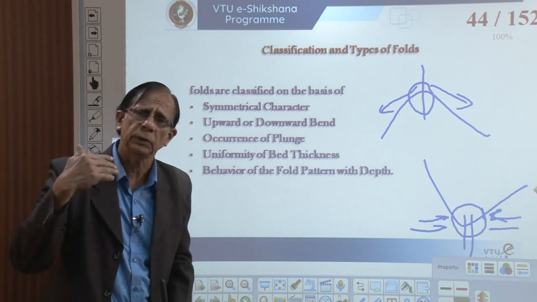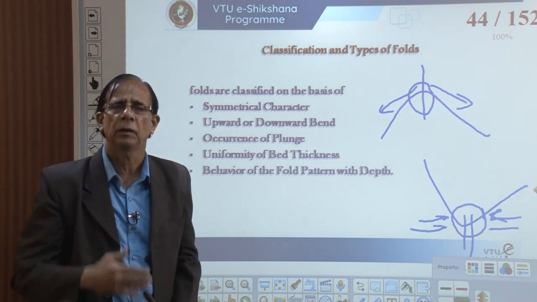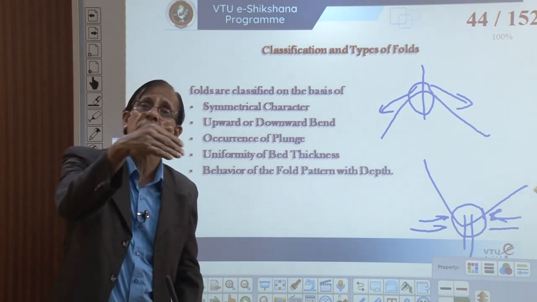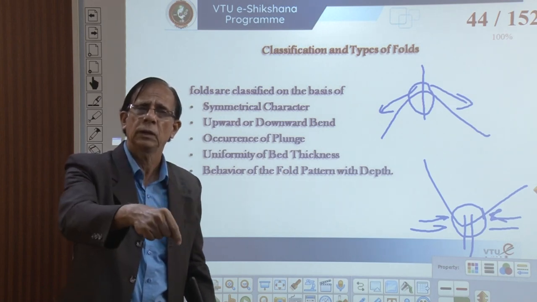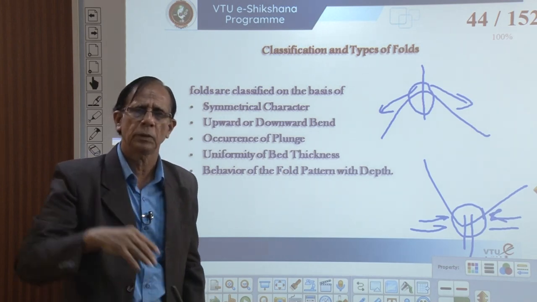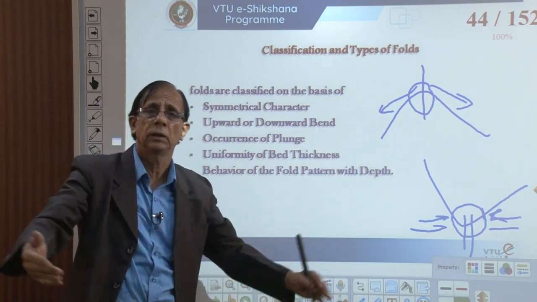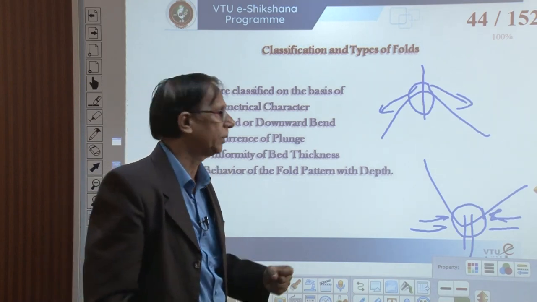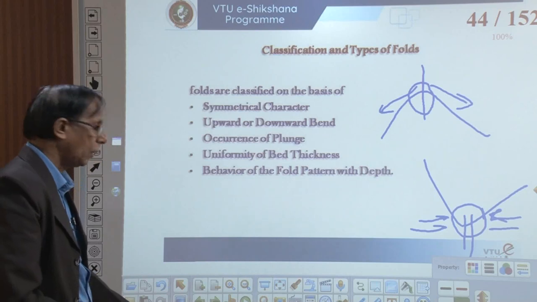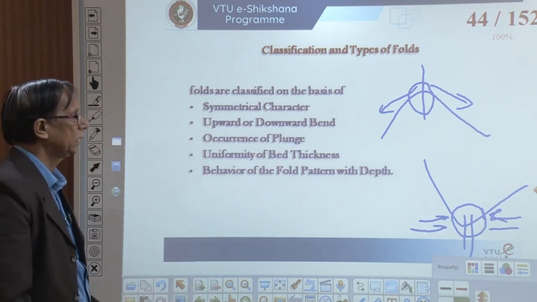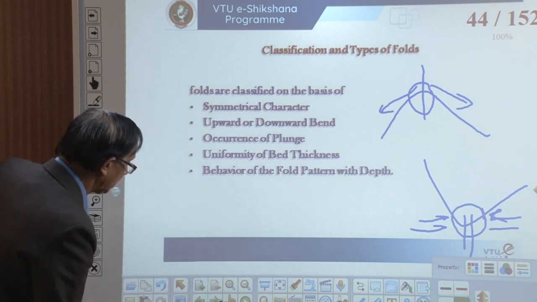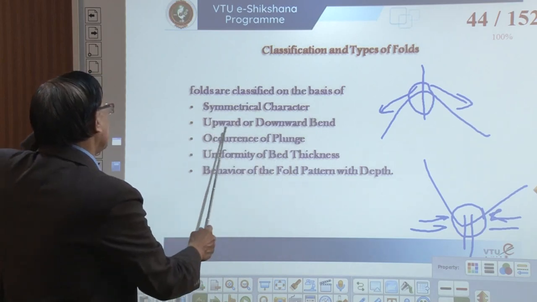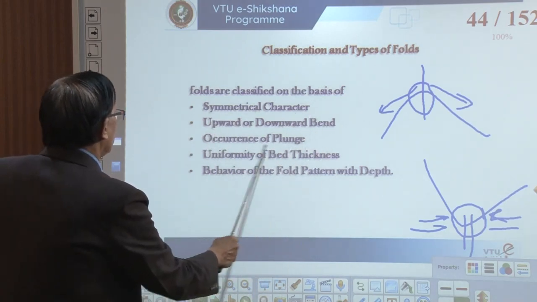Under compressive force, rocks may be compacted, may be hard, but with extreme compaction, cracks may develop. When people say it is an anticline or a syncline, open, like that, I am able to understand sitting in the laboratory. I am a design engineer or someone sitting in the laboratory, and in the field observation they say, yes, the beds are folded, this kind of fold. What do I infer? Based on that, I have to take care of my design of the structure. Therefore, I need to classify, and different types of classifications are tried: symmetrical, upward or downward, occurrence of plunge.